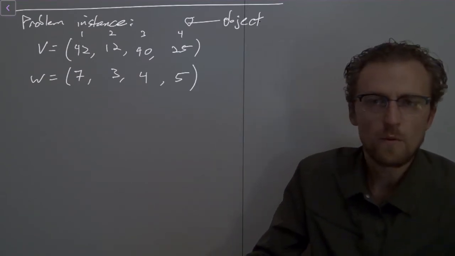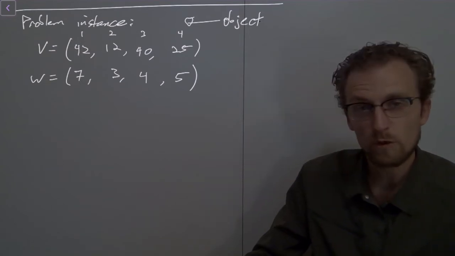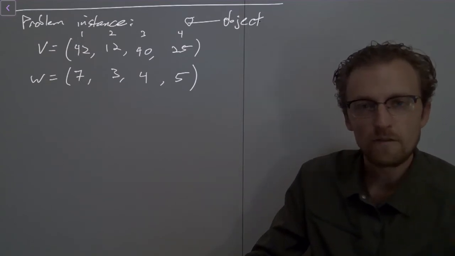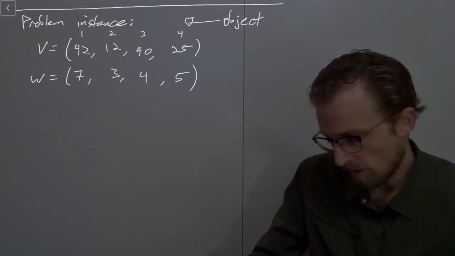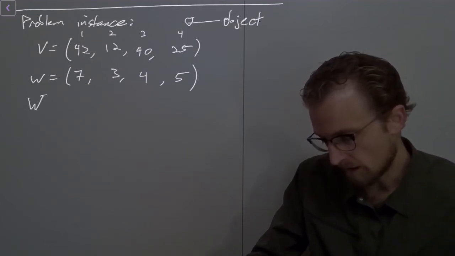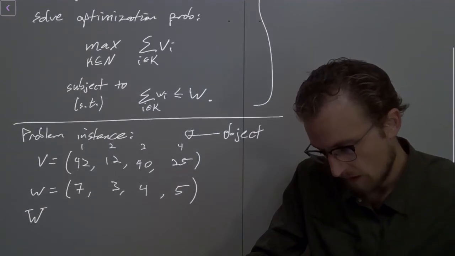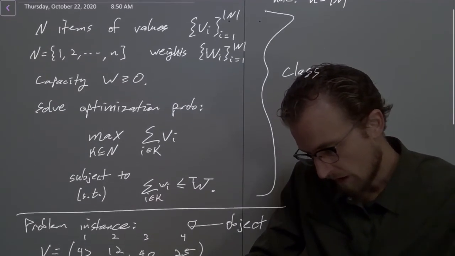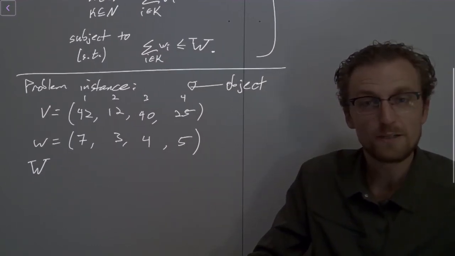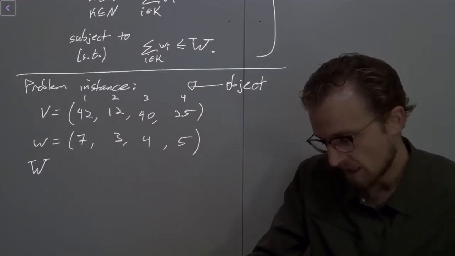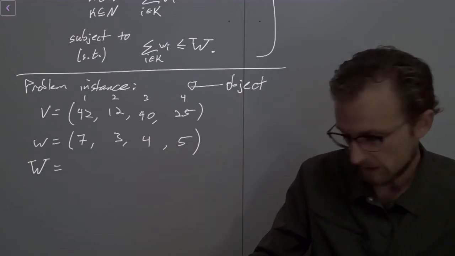And so the way I read this is item 1 has a value of 42 and a weight of 7. Item 2 has a value of 12 and a weight of 3, and so on. And then my overall capacity, my big W, we could be careful and write bars on our capacity to differentiate that from the tuple of weights. The capacity here will just be 10.